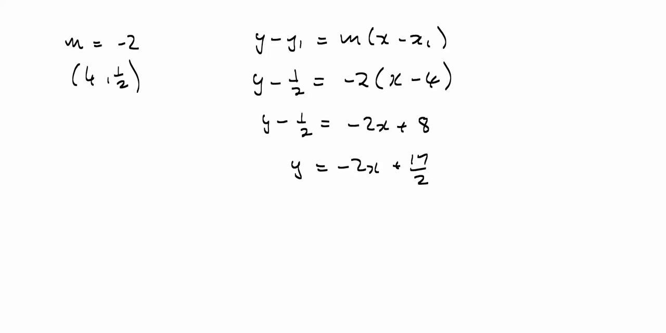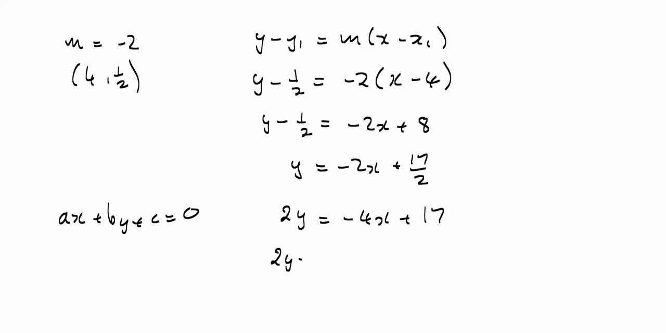That's the equation in y equals mx plus c format, but again, if we need it in ax plus by plus c equals 0 format, we would write it, we multiply by 2, 2y is minus 4x plus 17, because we need integer coefficients, so no fractions, and we put everything onto one side. 2y plus 4x minus 17 equals 0.